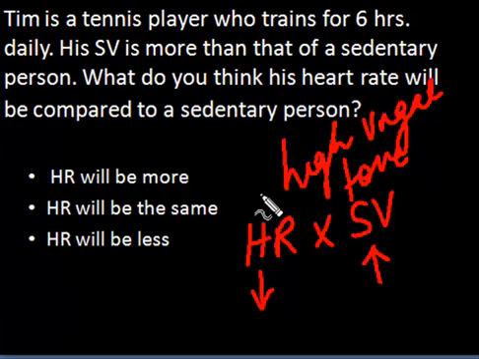So because athletes have a high vagal tone, they have a lower heart rate. They compensate for this in order to maintain cardiac output. They compensate by having the higher stroke volume, and that's how they maintain their cardiac output.